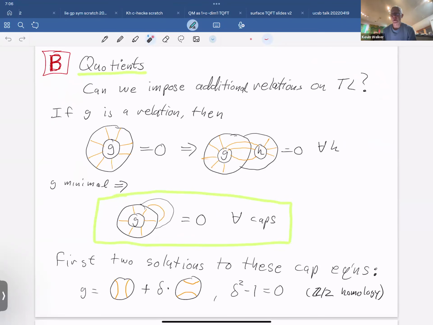Another thing we can do with Temperley-Lieb is look for quotients, and maybe quotients that make the whole thing more finite. So the kinds of relations we want to look at are tensor ideals, in the sense that if G is some linear combination of diagrams that we declare to be zero, then anything that we can get from G by gluing something else on, like H, had better also be zero. If we have such an ideal, we can look for a generator that has the smallest possible boundary condition. And if that's true, then this generator needs to be zero for any cap that we can put on the outside. And that gives some equations that we can try to solve.